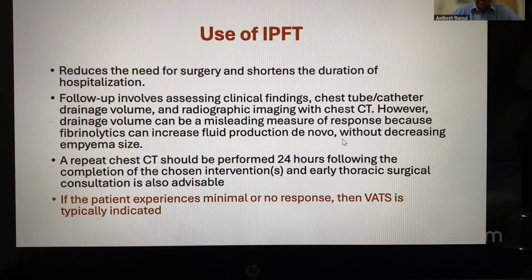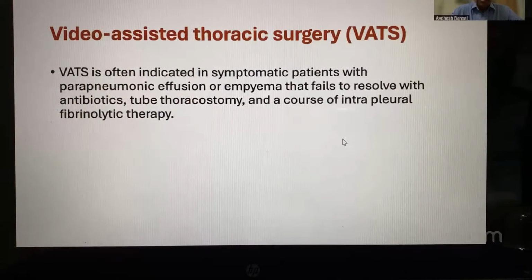And of course, the clinical picture will also tell you. If after 3 days of the proper protocol of giving fibrinolysis there's no response, then you're looking at a surgical option in these patients, which is most of the time VATS, the video-assisted thoracic surgery, and it is actually like removing the peel, making the cavity into one cavity, and making sure that everything is drained.